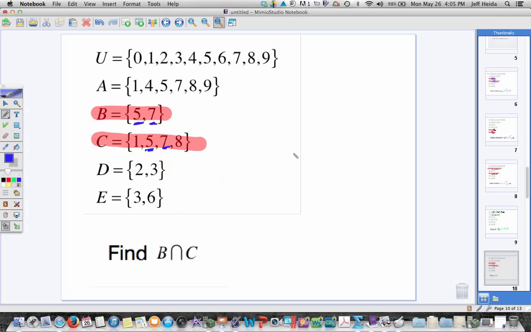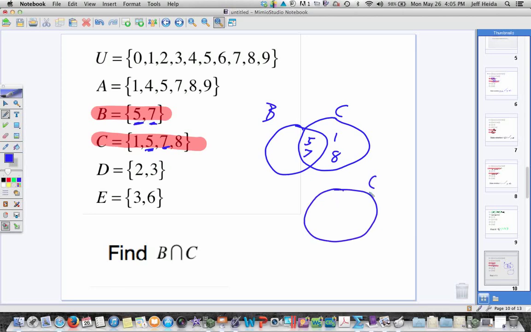So if you were to draw a Venn diagram, let's call this set B and this set C. Set B would have 5 and 7, C would have 1 and 8 out here. They're not part of set B, but they are in set C. And this is a little bit misleading, because everything in B is in C.